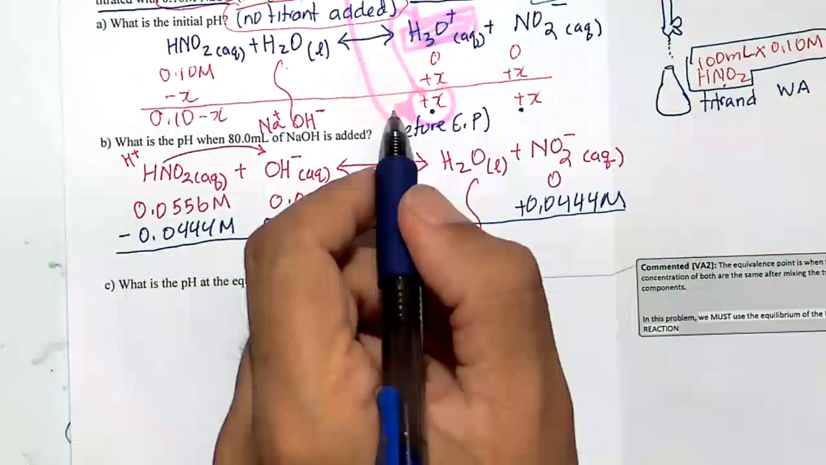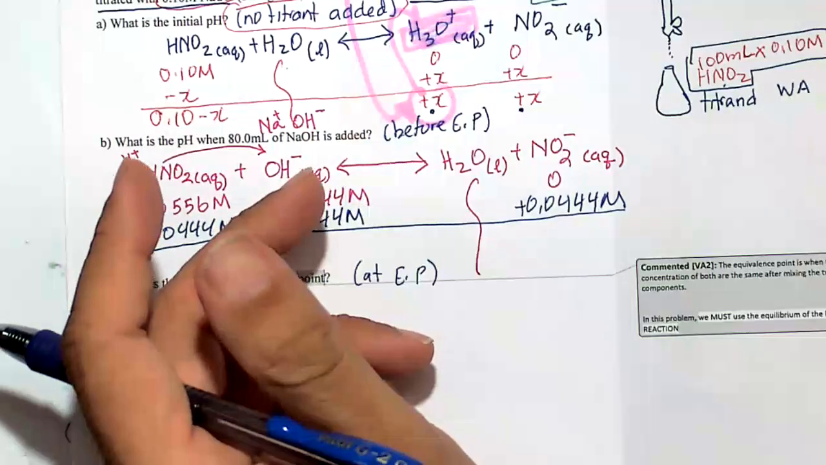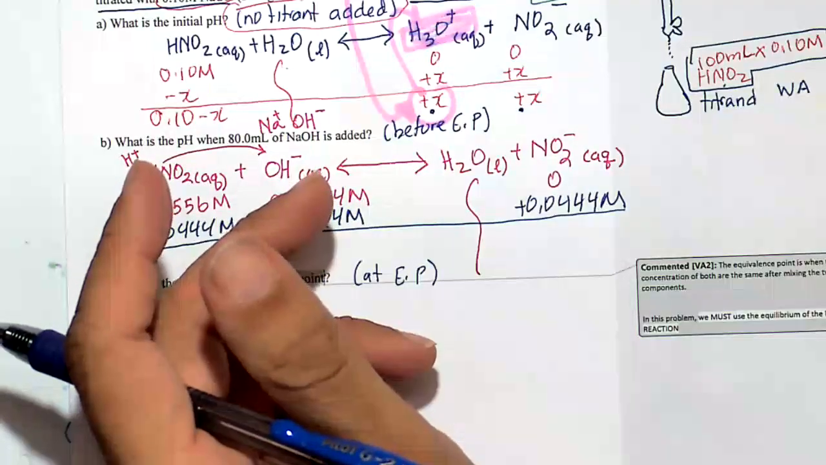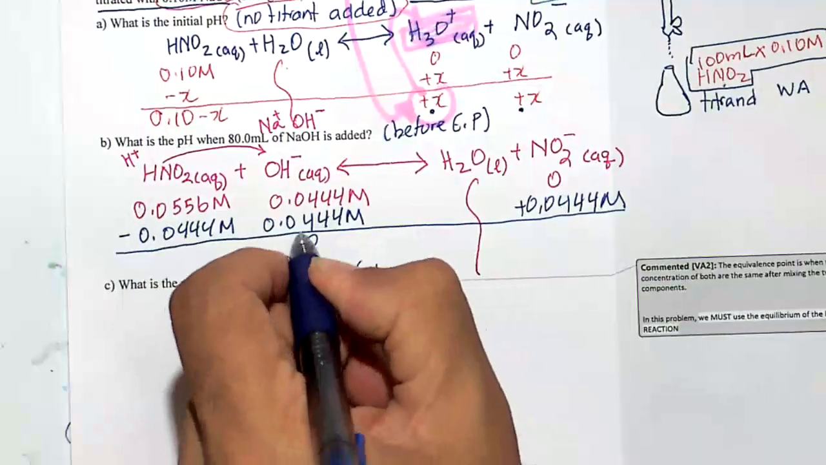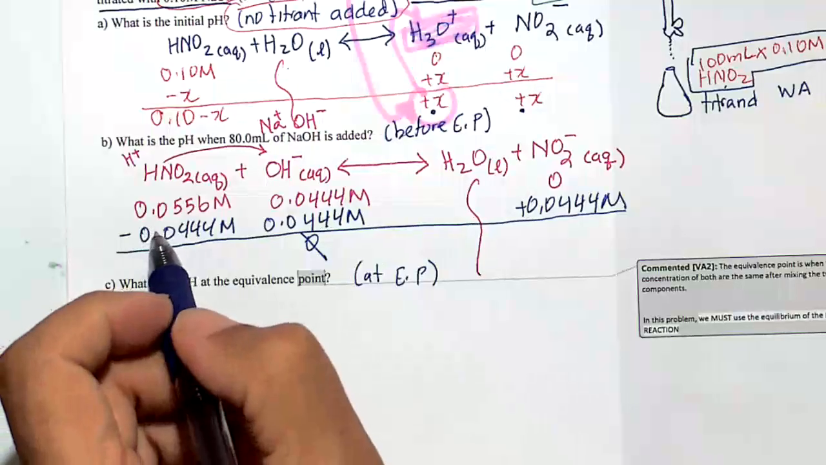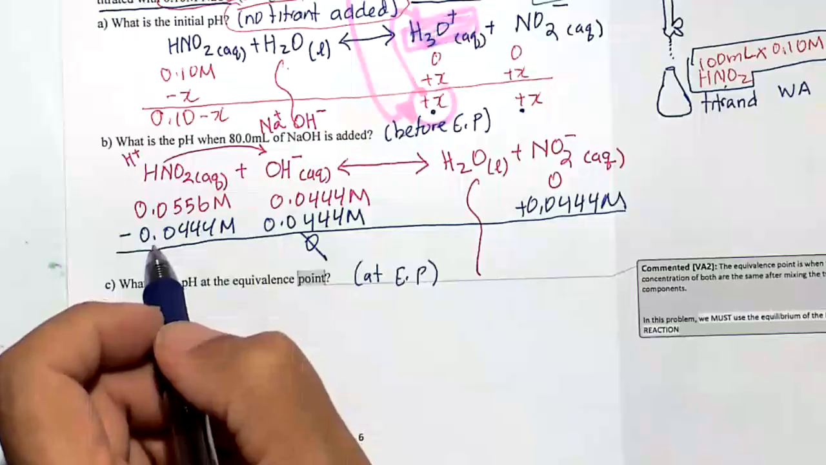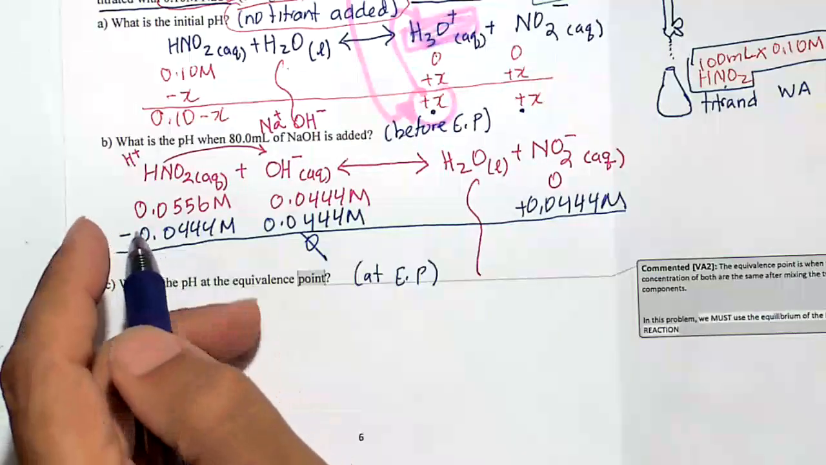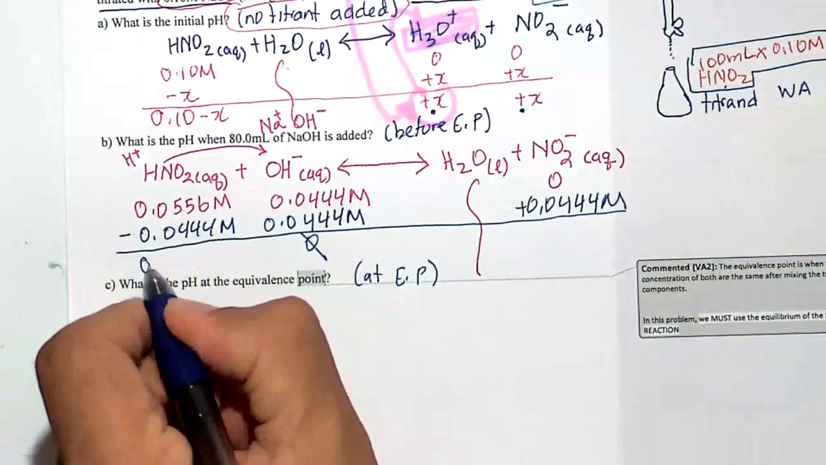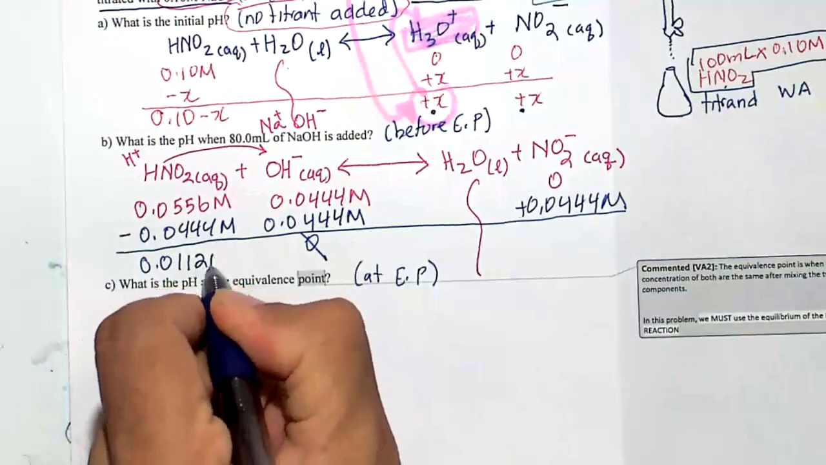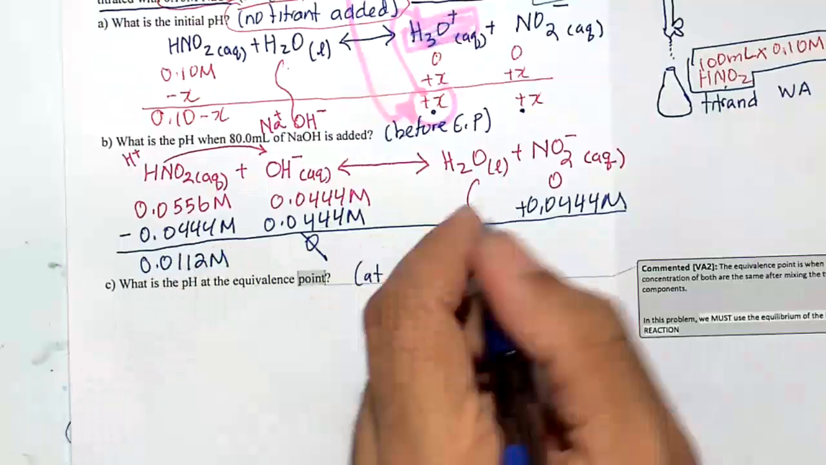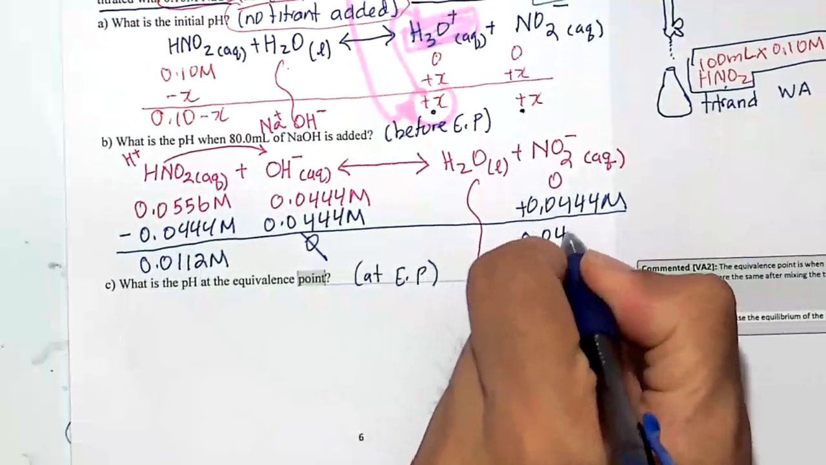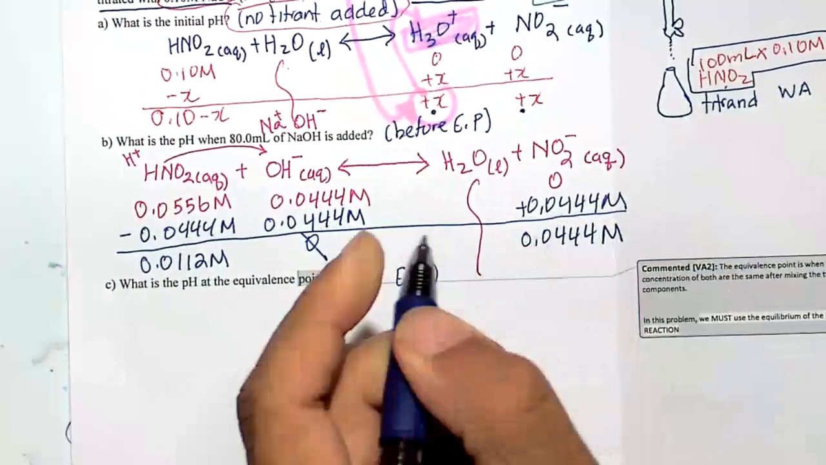So this is before the equivalence point. The strong base eats all of it, as our classmate correctly stated. All of it in this case is 0.0444. So 0.0556 minus 0.0444. I'll just do the calculator for you here. 0.0112 big M. The units here are big M, moles over liter, and this is 0.0444 big M.